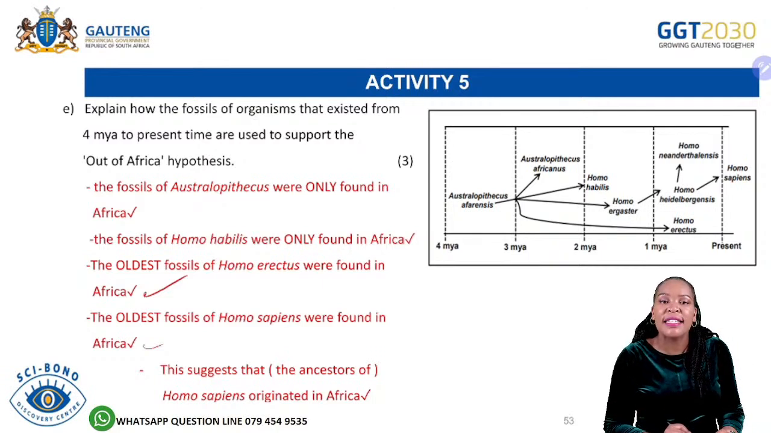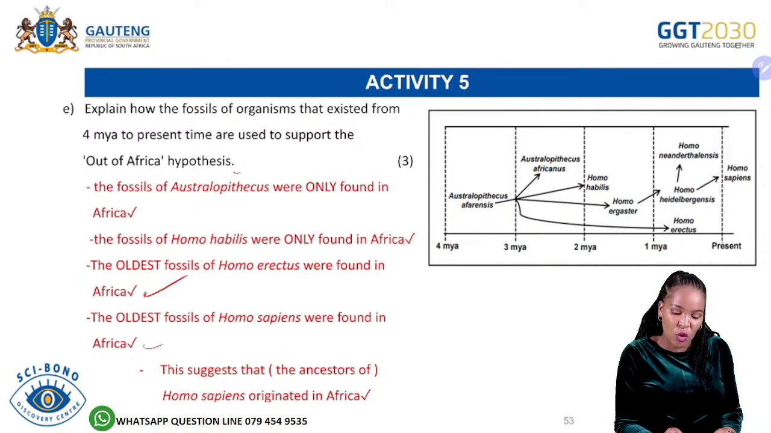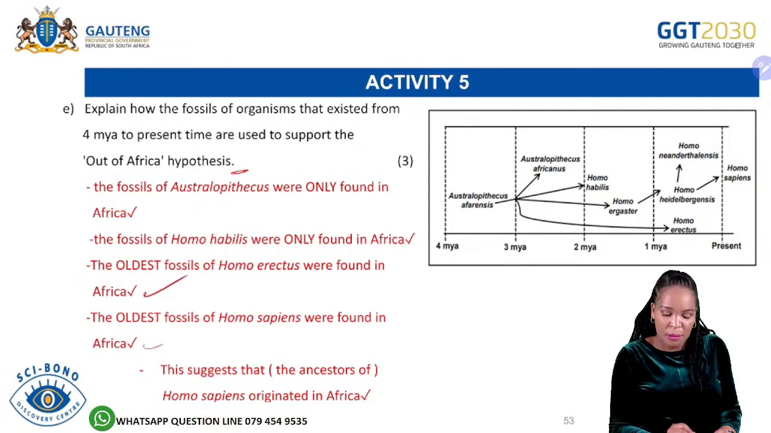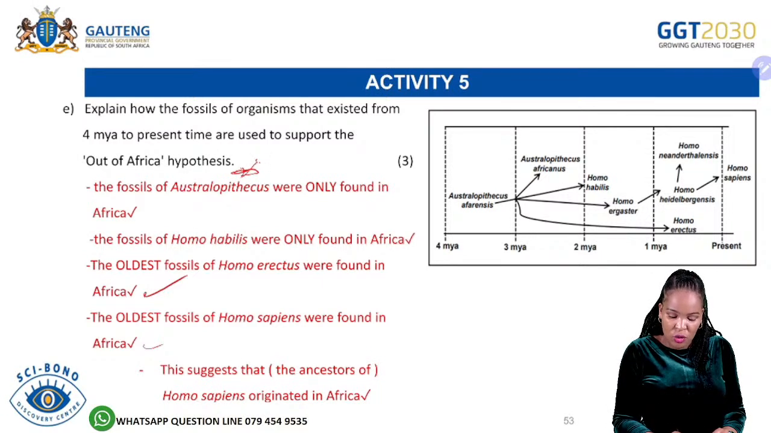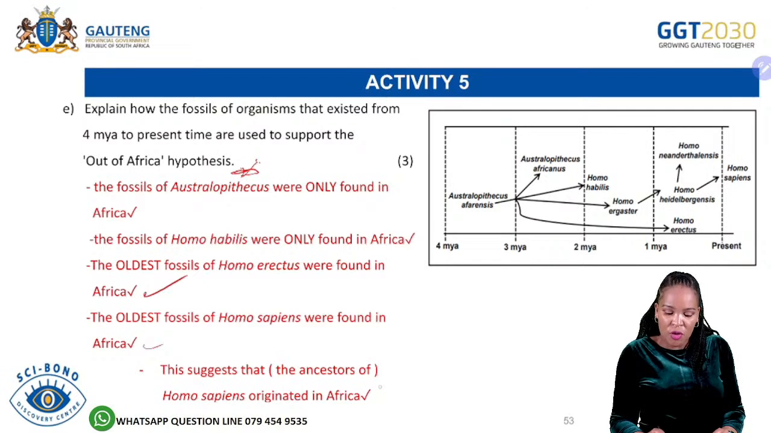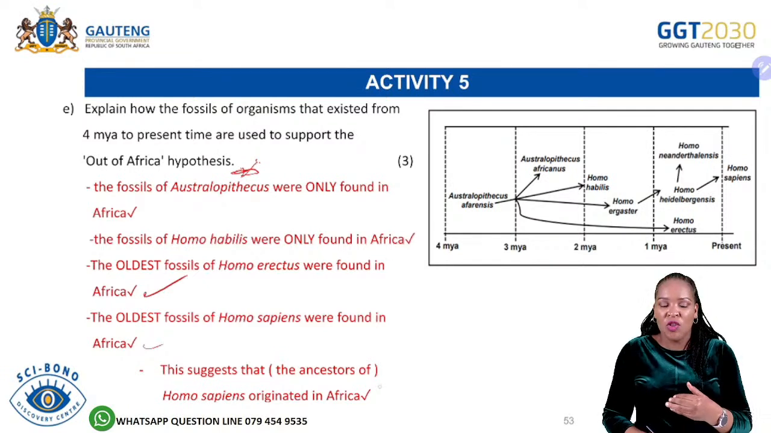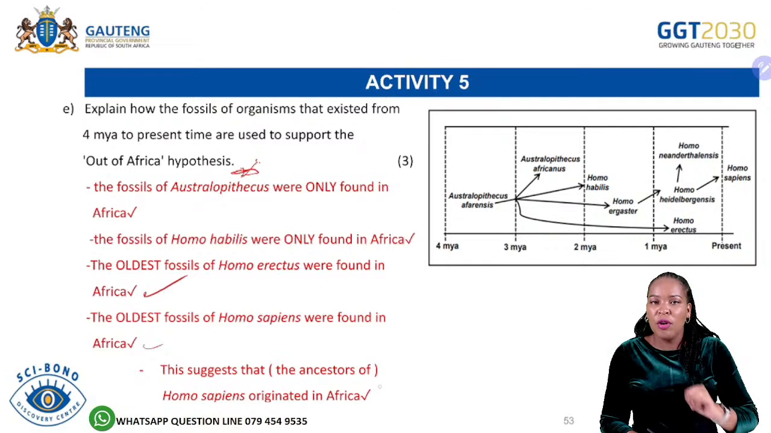Now I see why it's 3 marks. Because it does not go back to Ardipithecus. Because Ardipithecus, remember, gave rise to the Australopithecus, is the oldest common ancestor. But because they wanted it to come straight to the Homo sapiens, they will give you 3 marks. But if you had Ardipithecus in your answer, you would get your full 4 marks.